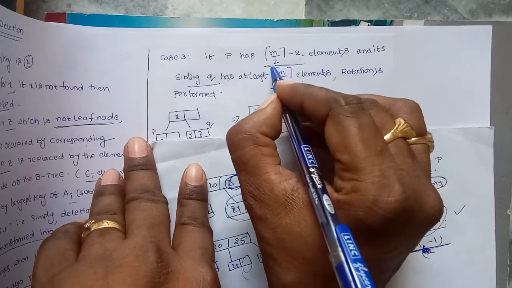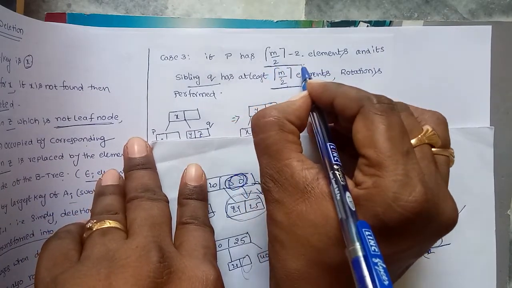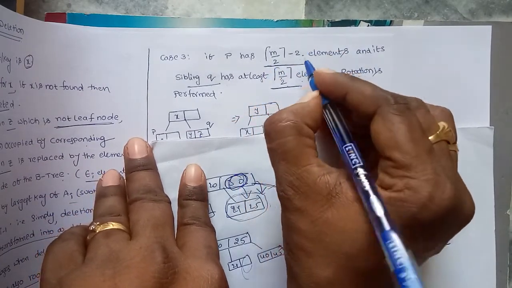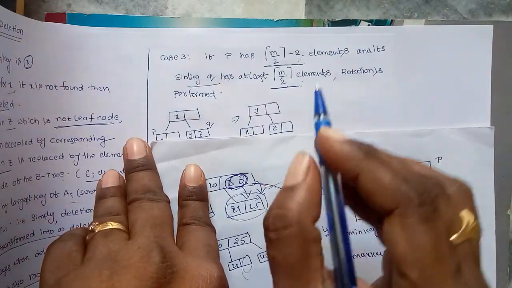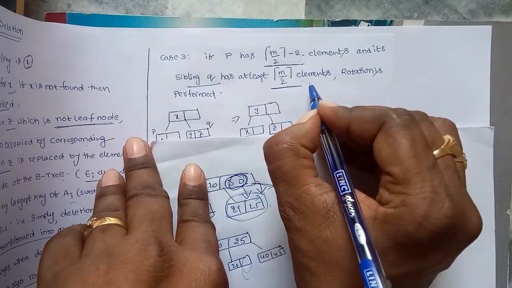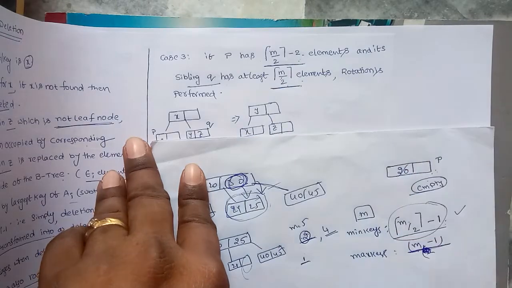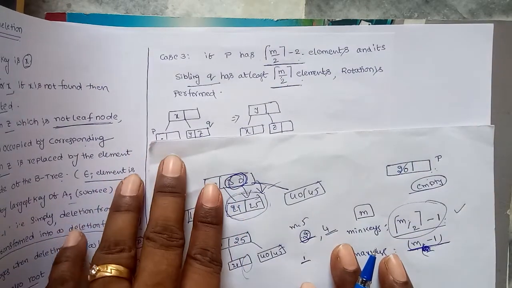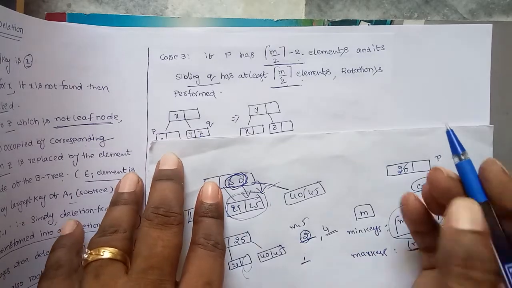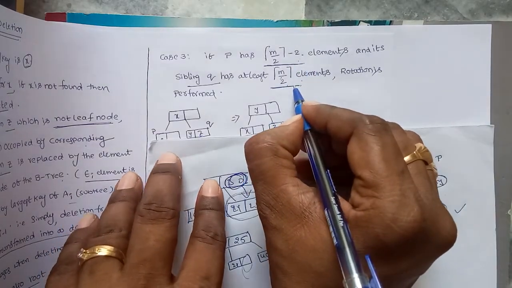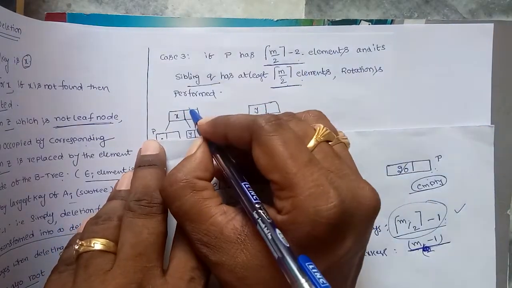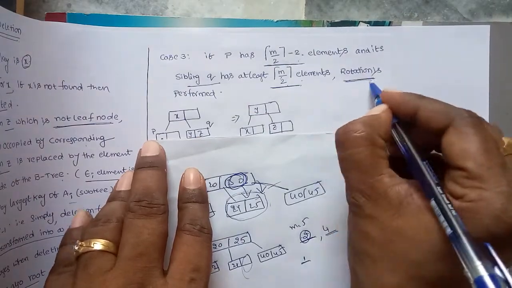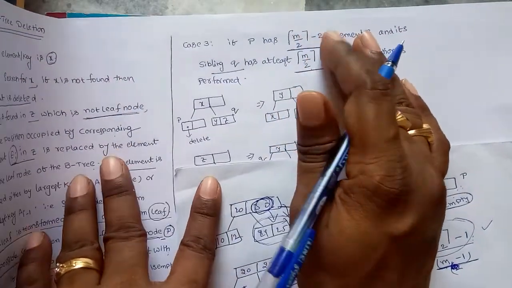After deletion, if P has m/2 minus 2 elements, it violates the property. Then immediately we check the siblings. Generally we first check the left sibling, and if the left sibling does not satisfy, we move to the immediate right sibling. If the right sibling has m/2, then perform the borrow operation, that is the rotation operation. How is the rotation performed?